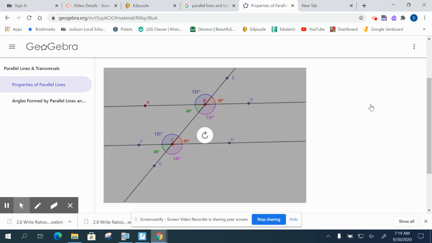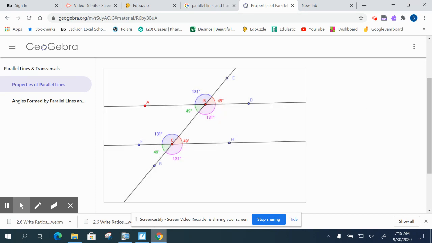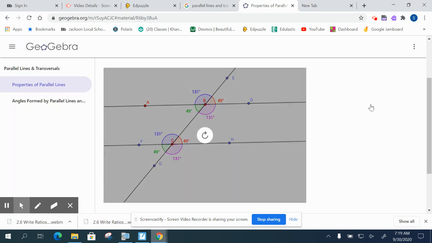Okay, and then I want you to notice the relation between the angles formed at each vertex, B and C. So 131, 131, 49, 49, 131, 131, and 49 and 49 again in the red. So it's color-coded here.